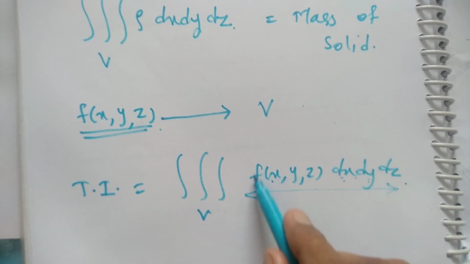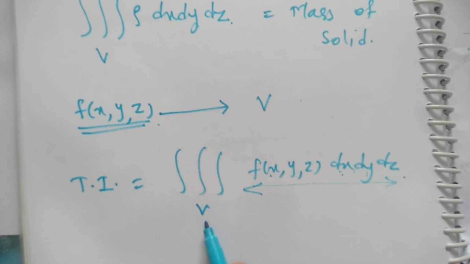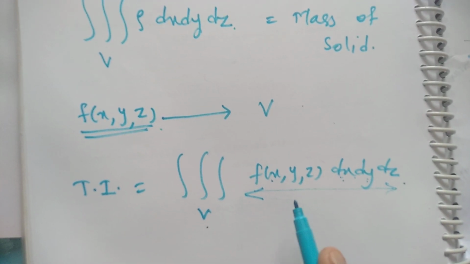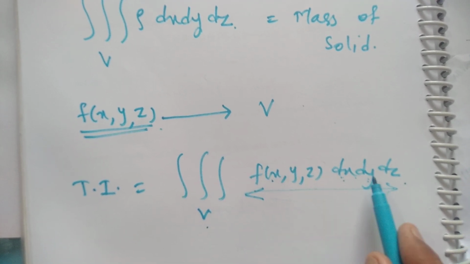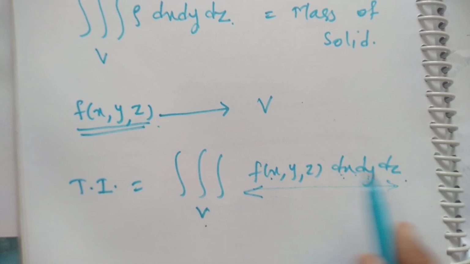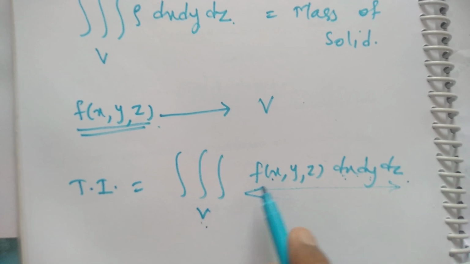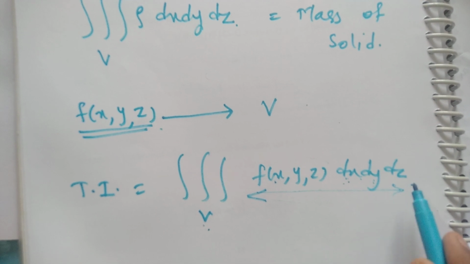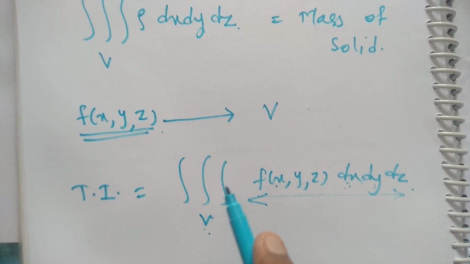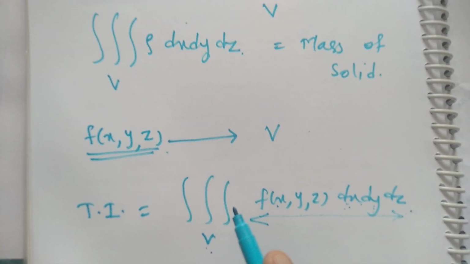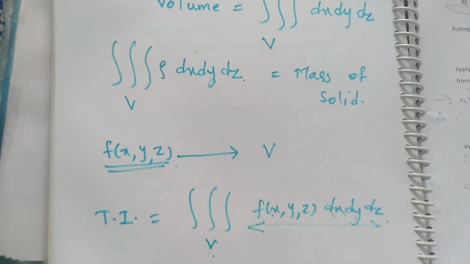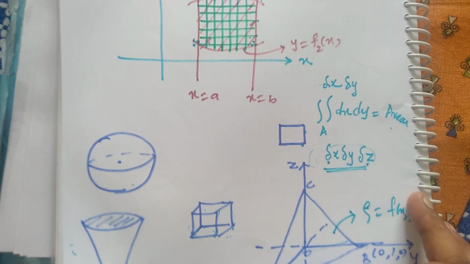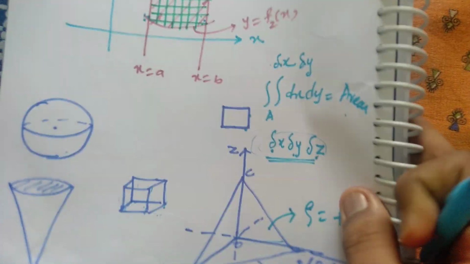And if you want to find this product over the volume V, then you have to take the integration of that product. That means if you want to find the sum of the product over the whole volume, then you have to integrate. But there is change in x, y as well as z, so there are 3 integrations.